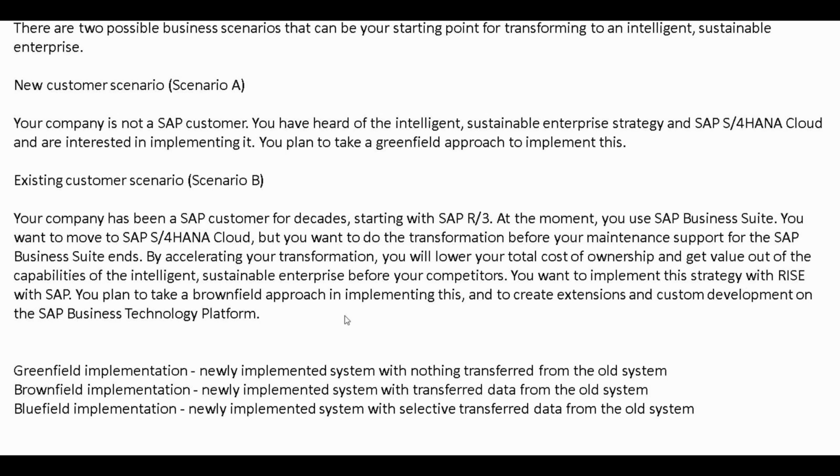So you can use this Rise with SAP as a starting point to begin with, the easiest way to move to the cloud environment. That's the best approach you'll be having. So whether it is a greenfield implementation or a brownfield approach you are following, you can opt for this Rise with SAP.